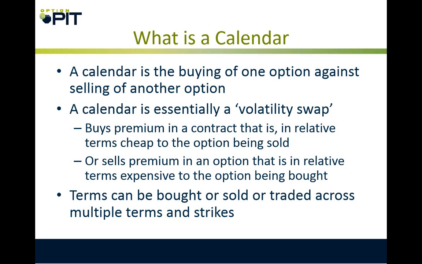So terms can be bought or sold or traded across multiple terms. I've seen calendar butterflies, where you buy one month, sell 2 different months, and buy another month. There are all sorts of ways of constructing calendars.